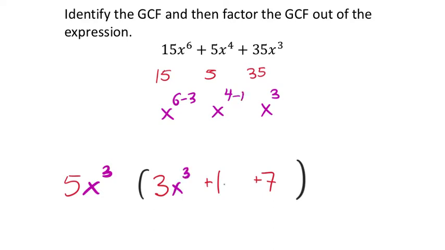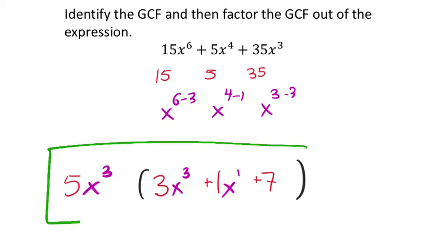4 minus 1 would leave me with just an individual x, which you can put the exponent of 1 if for some reason you want. And then up here, I wouldn't put x to the power of 0, just make that a phantom 1, because that's what it is. And then just a quick visual check. Is there anything that we could still factor out of that? No, I don't see anything, so this is good.